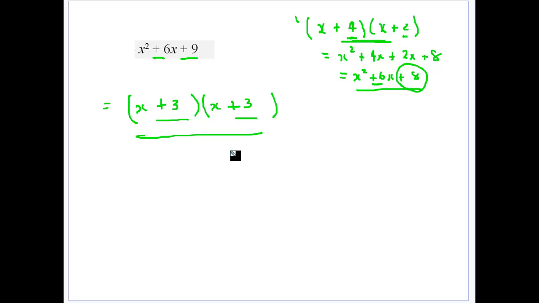So there's your factorization. That can actually come down to x plus 3 all squared, if we want to write it that way. It doesn't really matter if we write it that way or the other way. But that's how we come down to getting these numbers. What are the numbers that multiply to give you 9 but add to give you 6? So that's how we go about finding and factorizing these ones.